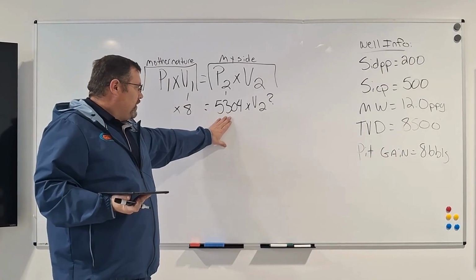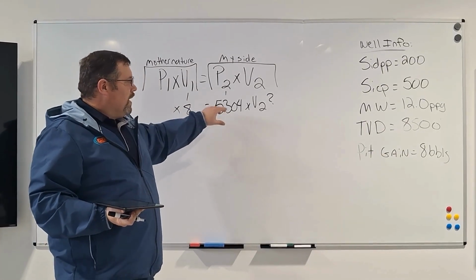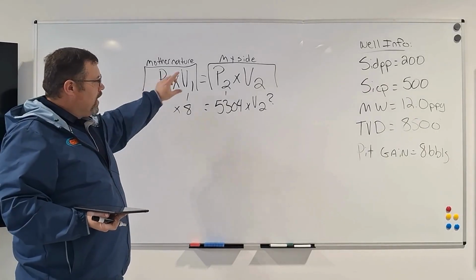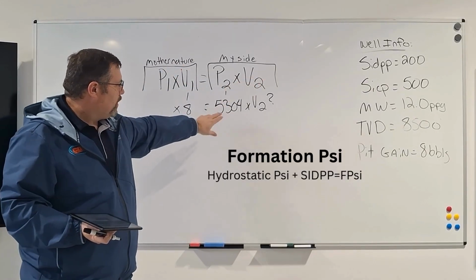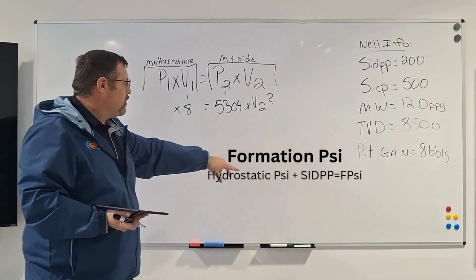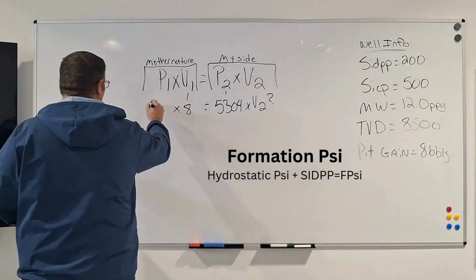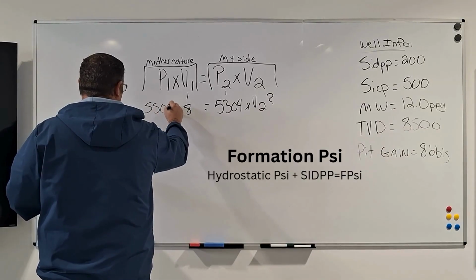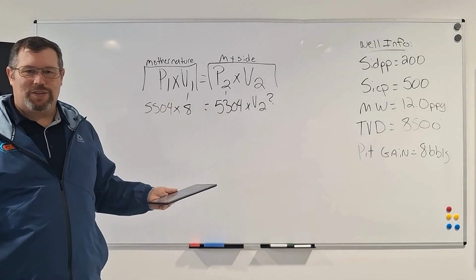And for V2, I want to know what the true size of the gas bubble is. So if I know hydrostatic pressure is 5,304, and I want to know what formation pressure is now, I take shut-in drill pipe pressure and add it. So 5,304 with 200 psi shut-in drill pipe pressure gives me 5,504. You just solved P1, guys.